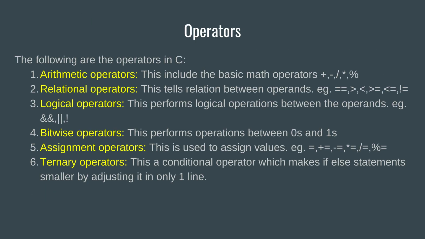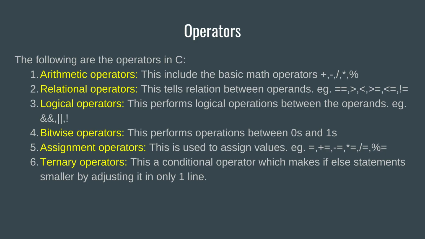The next topic we are going to discuss is operators. The following are the operators in C. First, arithmetic operators. These include the basic math operators plus, minus, division, multiplication, and modulo operator. Next, relational operators. These tell the relationship between operands. Example, double equal to, greater than, smaller than, greater than equal to, smaller than equal to, not equal to. Next, logical operators. These perform logical operations between the operands. Example, and, or, not operators.